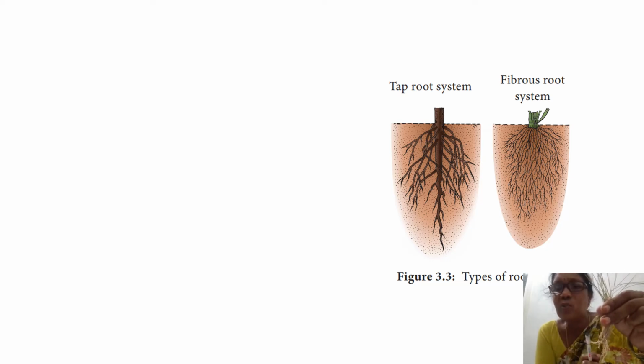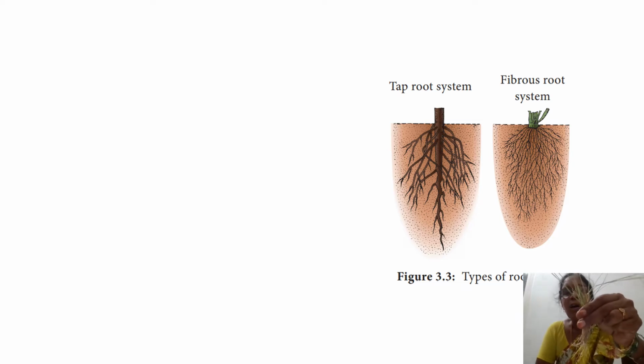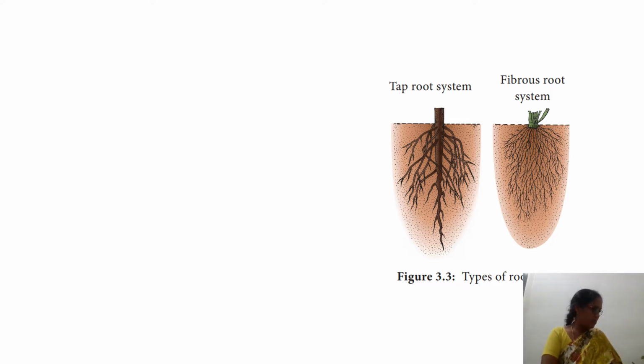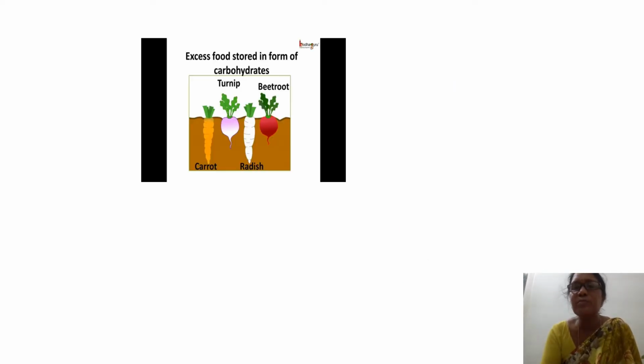Where do we find such a root system? We find such a root system in monocotyledons. Yes, look at the picture. It's also there. This is about the root system of the grass plants. What is this root system called? Fibrous root system. Shall we go to the next picture?